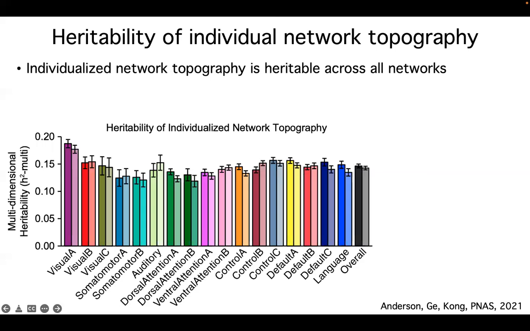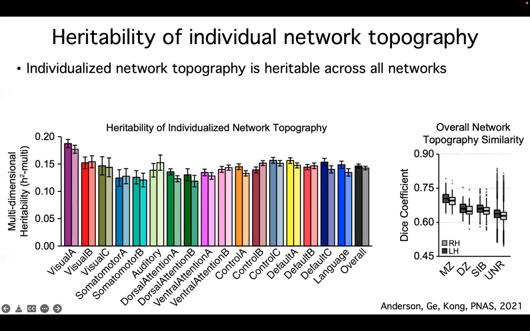Furthermore, the individual network topography is also heritable across all networks. The monozygotic twins show higher similarity in network topography than the dizygotic twins, siblings, and unrelated participants.